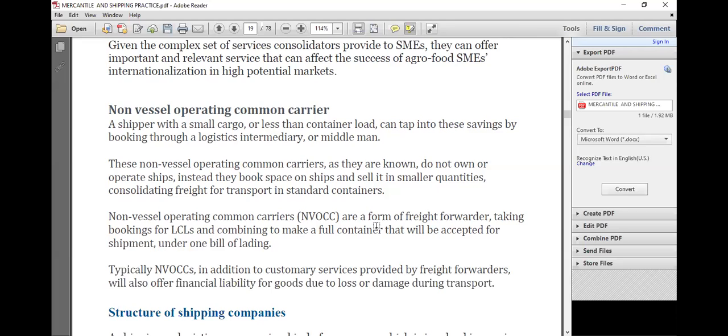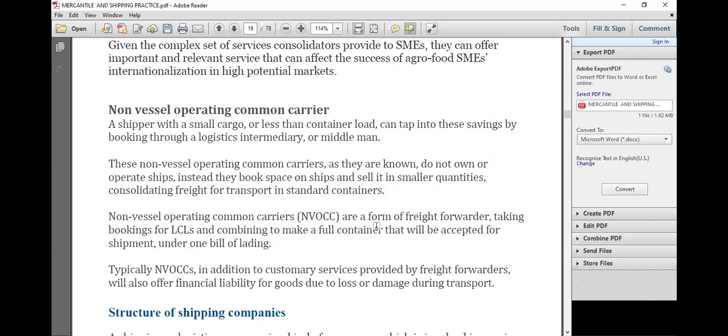If you have cargo you want to ship, they will help you ship it as if they are the people who own that particular vessel, but they don't own it. They're just like brokers. So a shipper with a small cargo or a less than container load can tap into these savings by booking through a logistic intermediary or a middleman. So these NVOCs, as they are known, do not own or operate ships. Instead, they book space on ships and sell it in small quantities, consolidating freight for transport in standard containers.